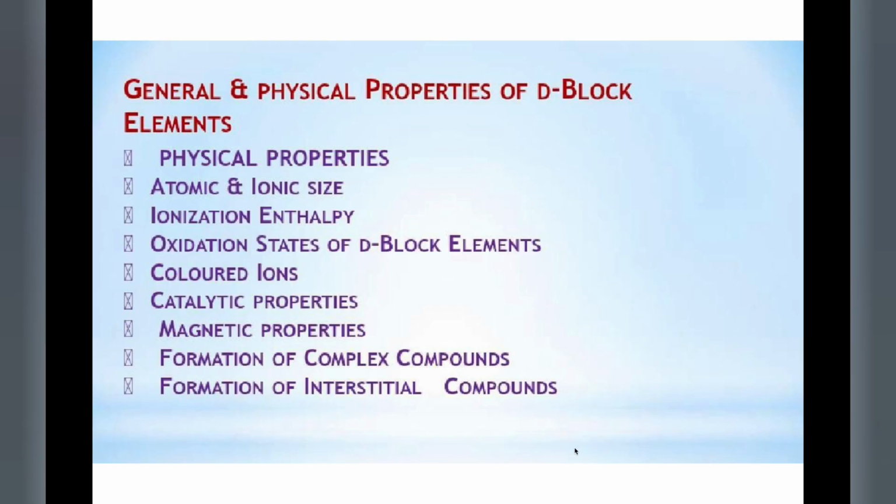And now we will have a look at the general and physical properties of d block elements. We have a few important properties listed out here. First is physical property, second is atomic and ionic size, third is ionization enthalpy, fourth is oxidation state of d block elements, then the fifth is colored ions, sixth is catalytic property, then magnetic property, formation of complex compounds and formation of interstitial compounds.